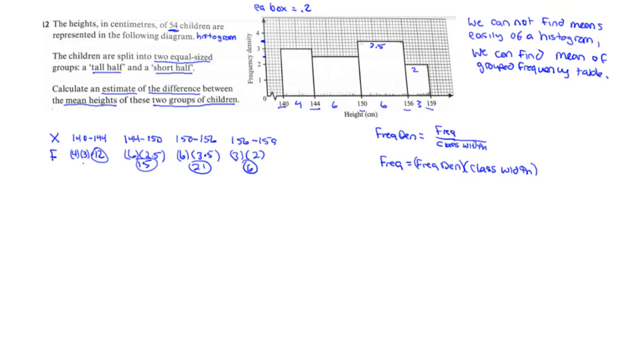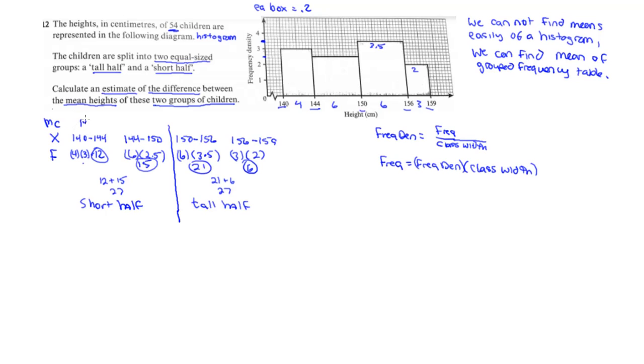And so to find the mean, well, first I've got to divide it into two groups. Notice how I've got 12 plus 15, that's 27, and 21 plus 6, that's 27. That's my two groups. So now I've got a short half and a tall half. And all I've got to do is find the mean of each one of these halves.